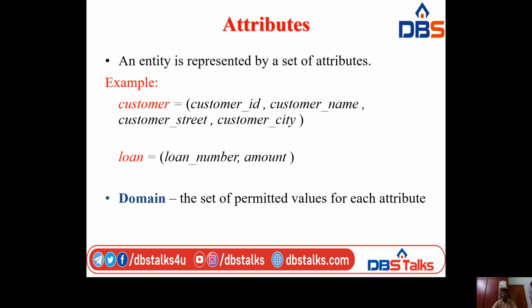Now coming to the domain, the set of permitted values for each attribute is called the domain. For example, if you are taking SBI in Andhra Pradesh and Telangana, how many branches are there for the SBI? How many Union Bank branches are there, or how many of some other banks? That specifies the domain. For example, if a branch contains a set of customers, that is called the customer domain.